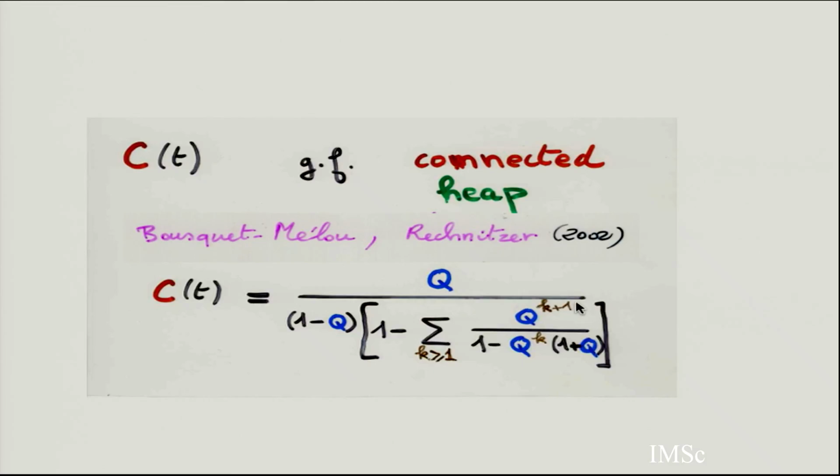And then in their paper in 2002, they give a generating function for connected heaps. This is a beautiful generating function. It's Q divided by 1 minus Q divided by 1 minus Q, an infinite power series in Q. So I remind you, Q is the generating function for Catalan numbers, starting with t plus 2t^2 plus, etc., with no constant term.